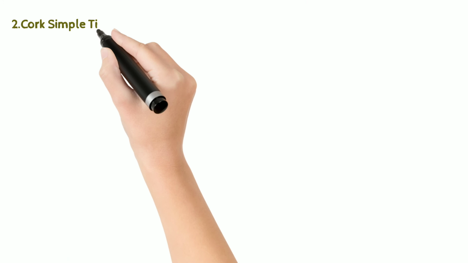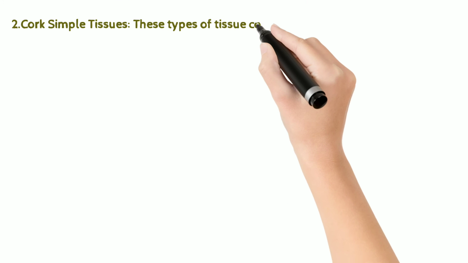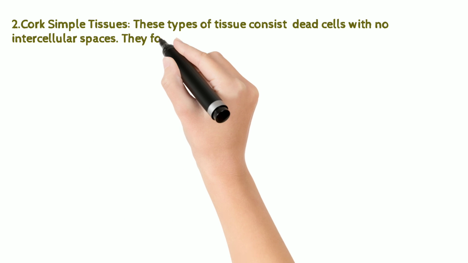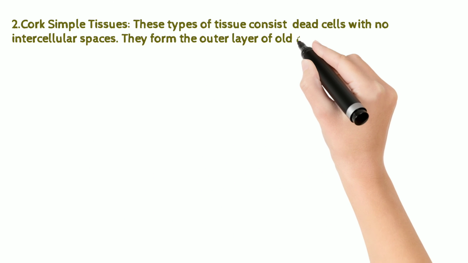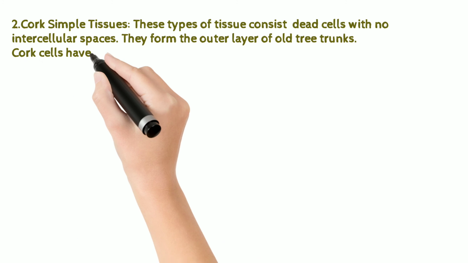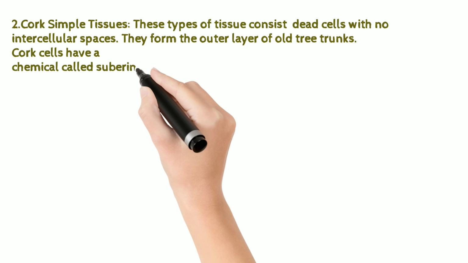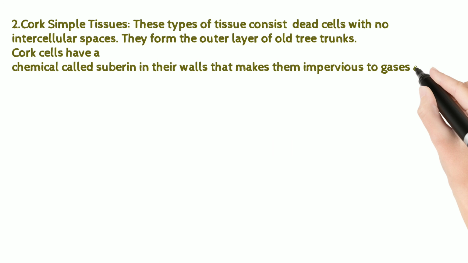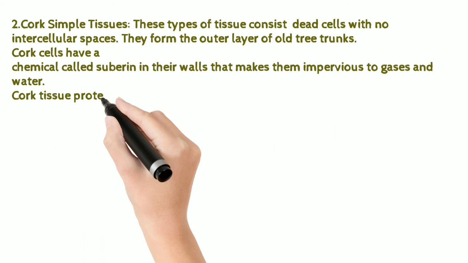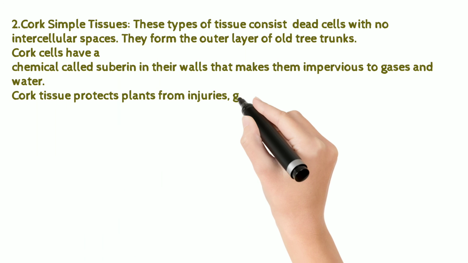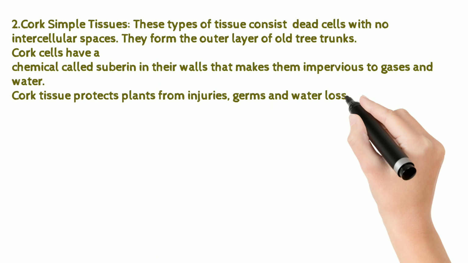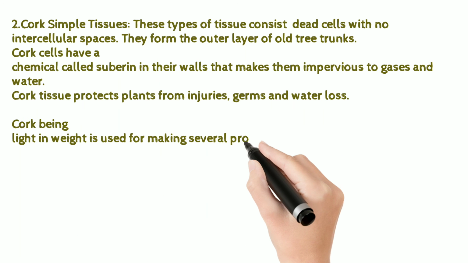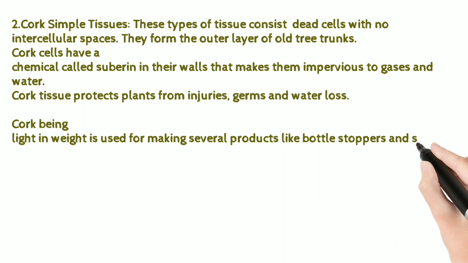2. Cork, simple tissues. These types of tissue consist of dead cells with no intercellular spaces. They form the outer layer of old tree trunks. Cork cells have a chemical called suberin in their walls that makes them impervious to gases and water. Cork tissue protects plants from injuries, germs and water loss. Cork, being light in weight, is used for making several products like bottle stoppers and shuttlecock.